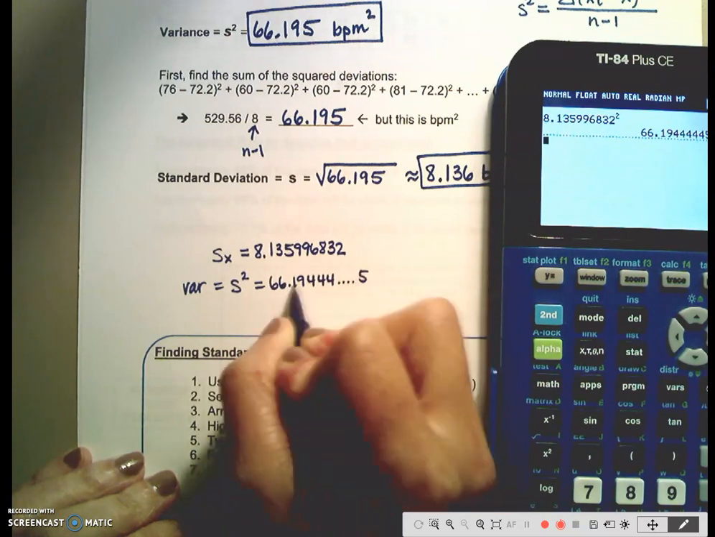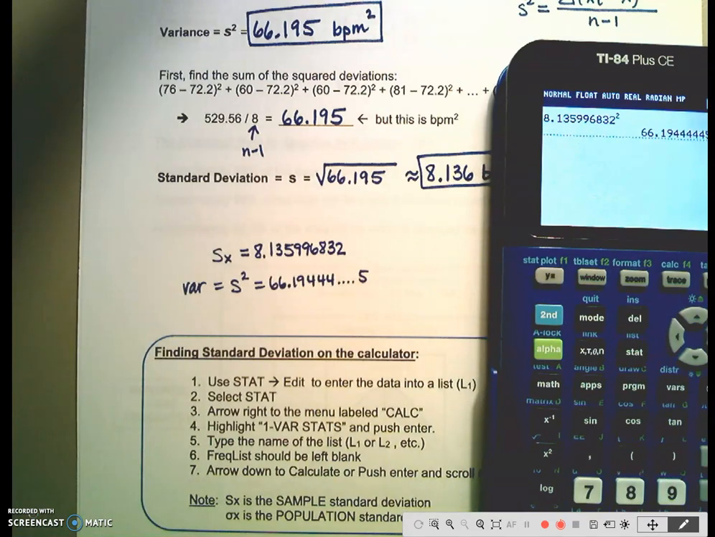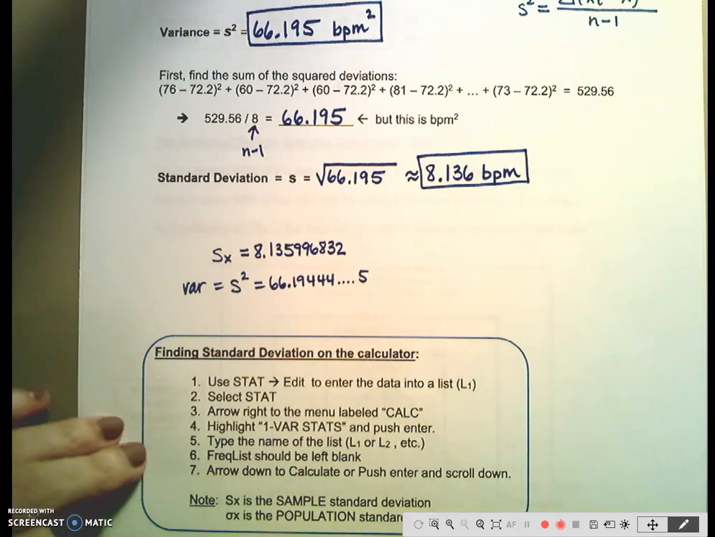66.1944444, and then it ended in a 5. And then for the homework, you could round it off however they ask you to round it off. So that's how you're going to get the measures of dispersion off of your calculator. All right.